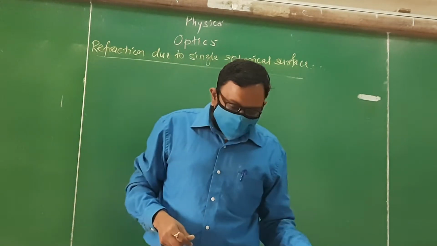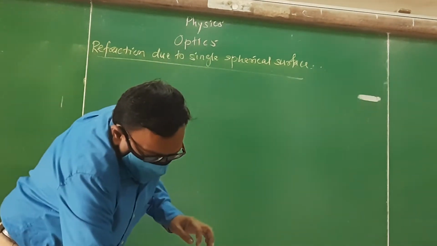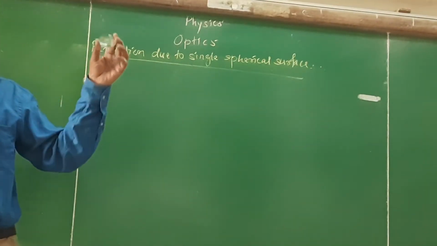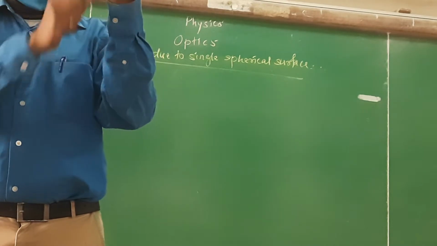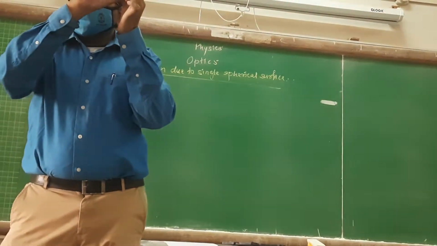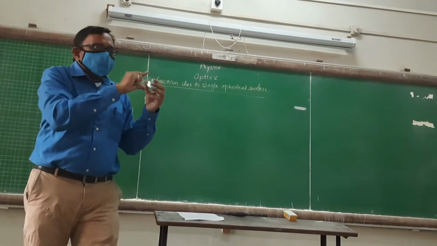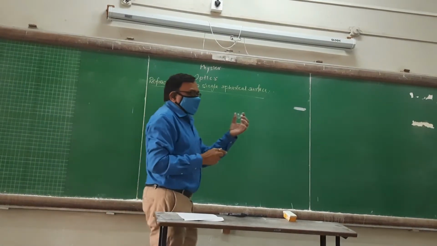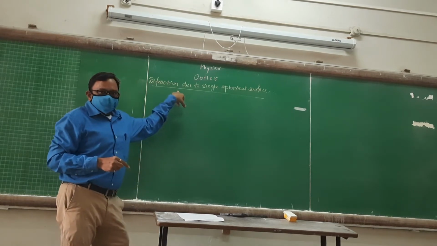Let's see here. We discuss a lens. This one is a convex lens. This convex lens has two surfaces. Both surfaces are curved. Now from both surfaces, we have to discuss its refraction, how refraction happens in this curved surface.